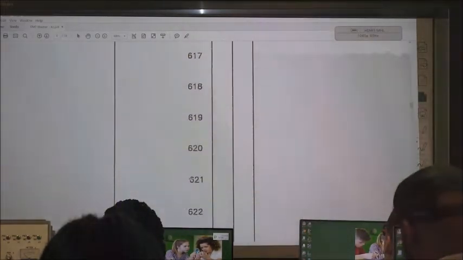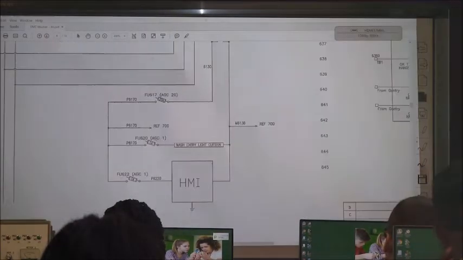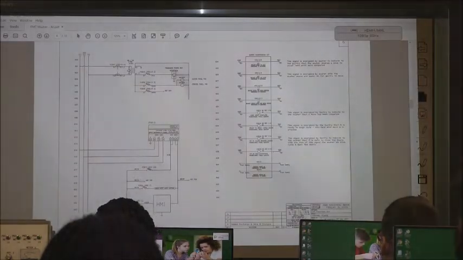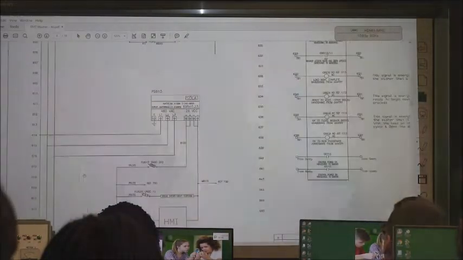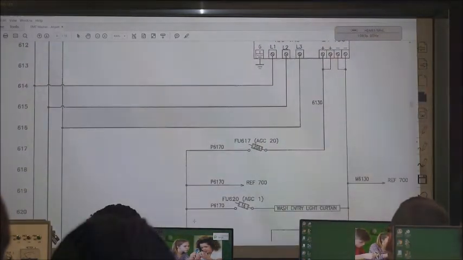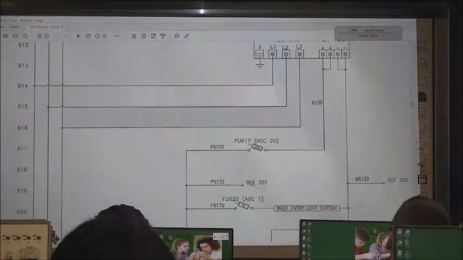619. There's line 619. Let me crunch it down so you can see the whole drawing, and then I'm going to zoom in where we can see 619 a little bit better. There's that wire number, P6170, and what's this telling us? Up to 700.